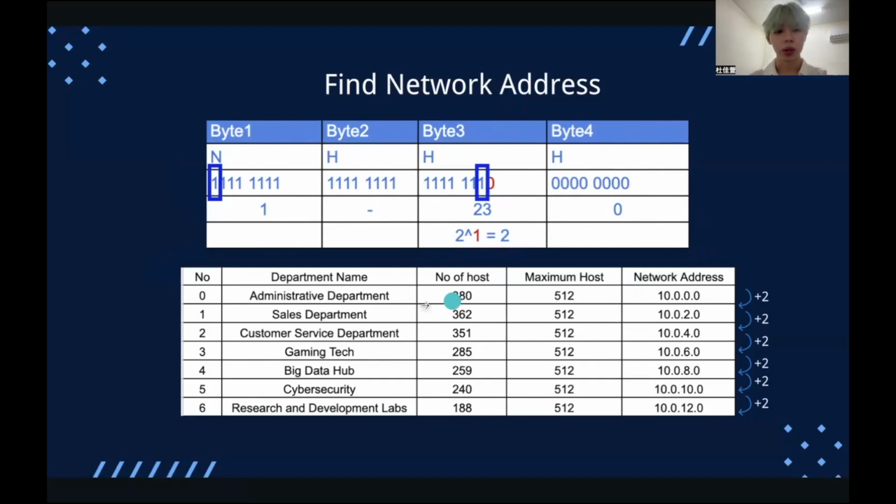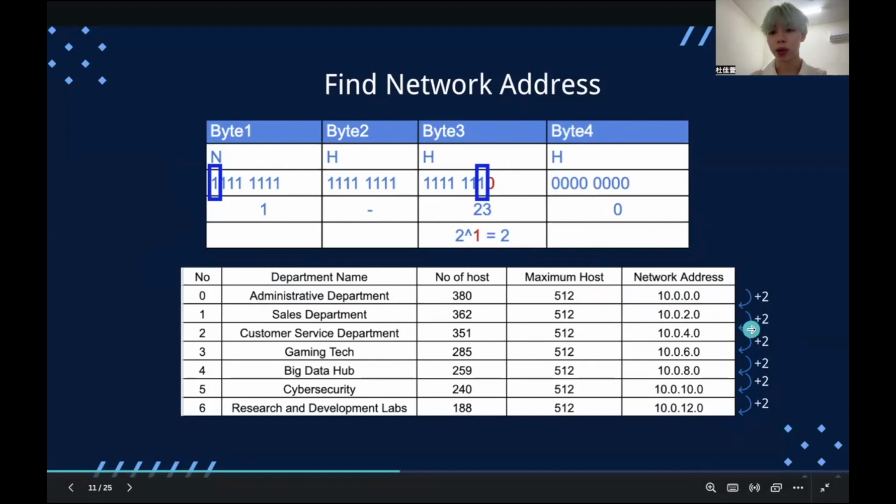For the network address of the administrative department, we start from 10.0.0.0. To find the next network address, we need to plus 2. So plus 2, plus 2, plus 2, and we get all the network addresses.